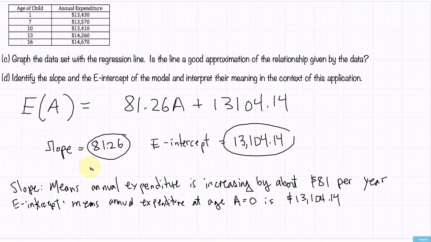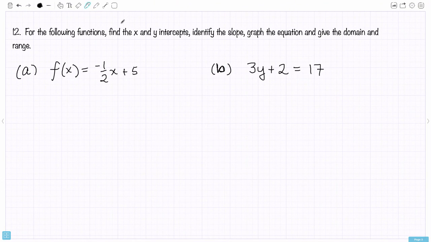Let's move on to number 12. Okay, for number 12, for the following functions, find the x and y intercepts, identify the slope, graph the equation and give the domain and range. Part A says f of x equals negative 1/2 x plus 5. Let's begin by finding the intercepts. Finding the intercepts, I make a t-chart. For the y-intercept, I make x 0. For the x-intercept, I make y 0.